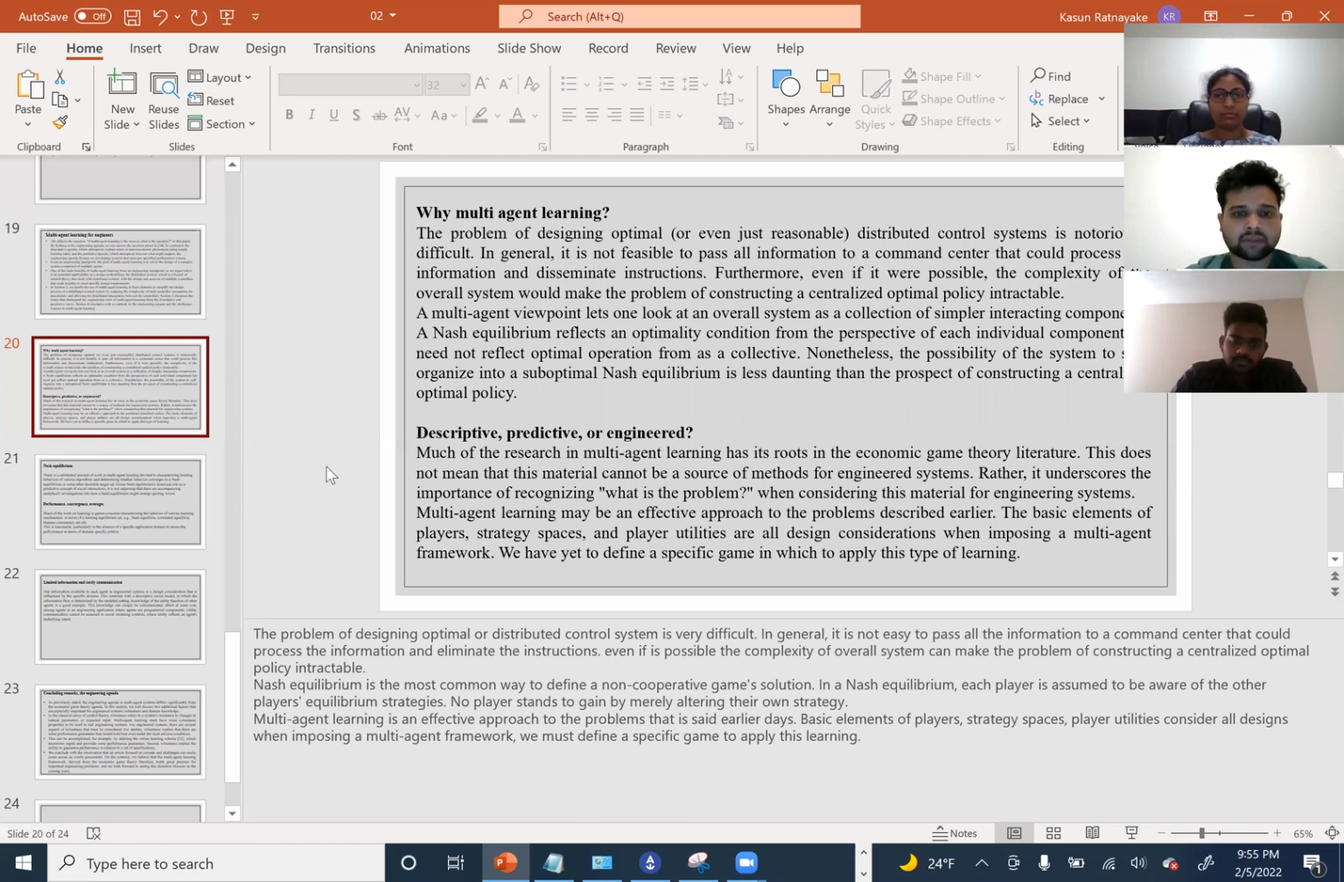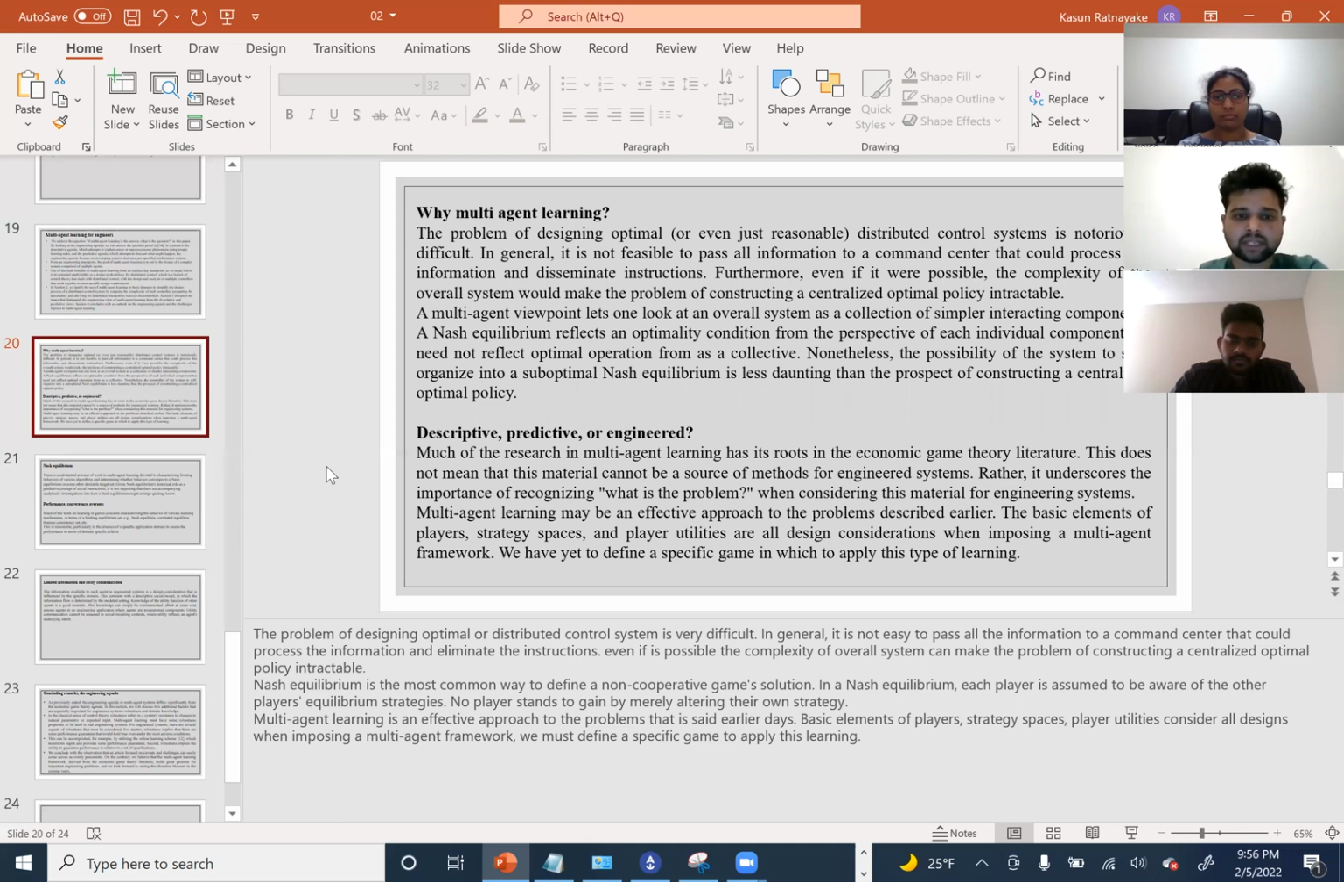And Nash equilibrium plays the major role in multi-agent learning. Nash equilibrium is the most common way to define a non-cooperative game solution. In Nash equilibrium, each player is assumed to be aware of the other players' equilibrium strategies, and no player stands to gain by merely altering their own strategy, because everyone has their own strategy to gain something in that game. So the Nash equilibrium plays a major role in this, and multi-agent learning is an effective approach to the problem that was stated earlier.